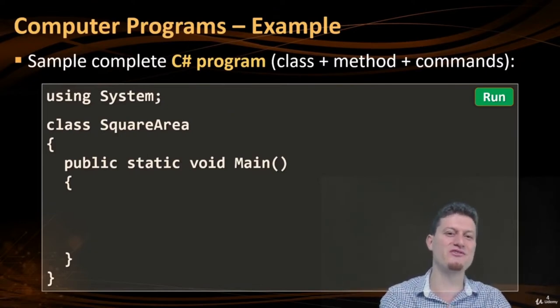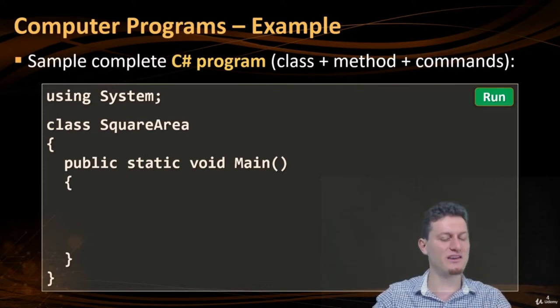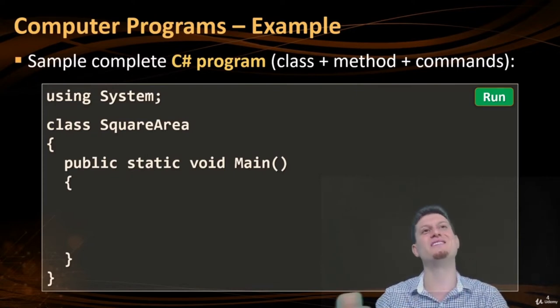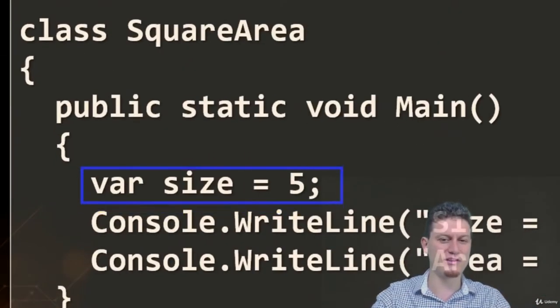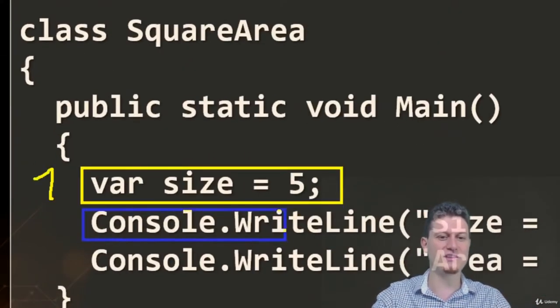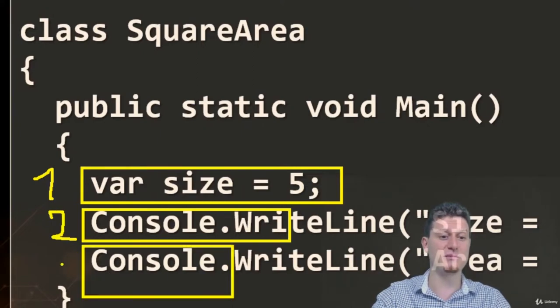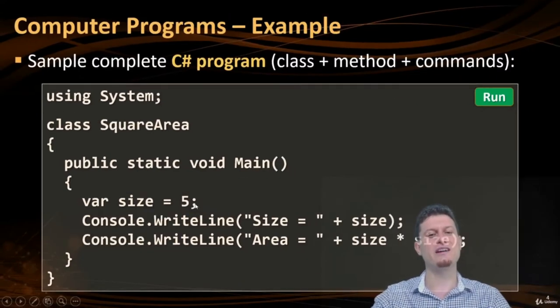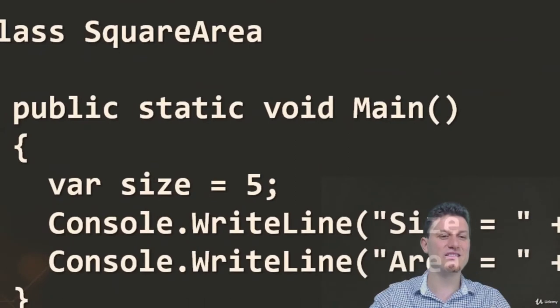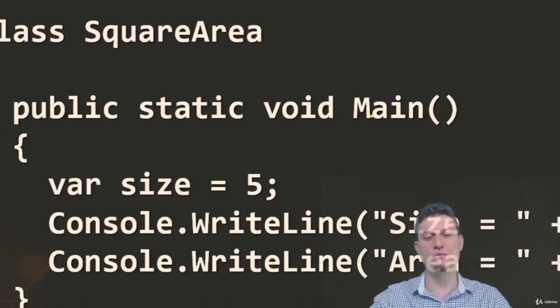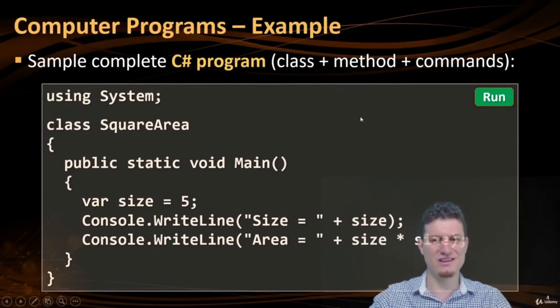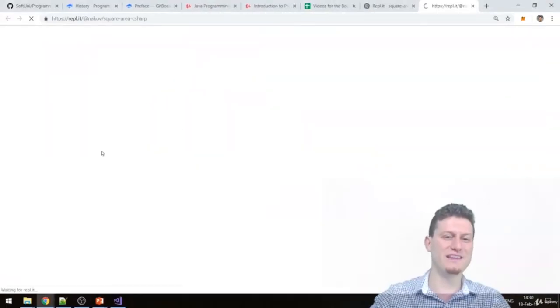We cannot write a C# program with a single line of code. We need to put this code inside. So the actual commands, the first command, the second command, and the third command, are put inside this block, inside this Main method. So the entire program looks like this.